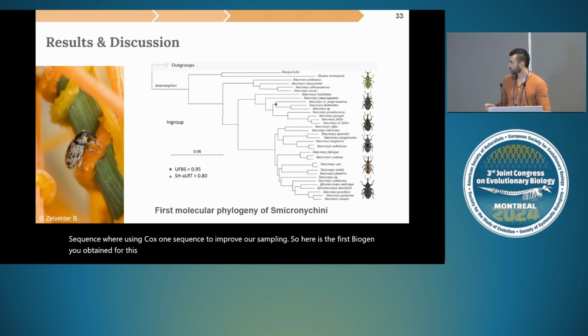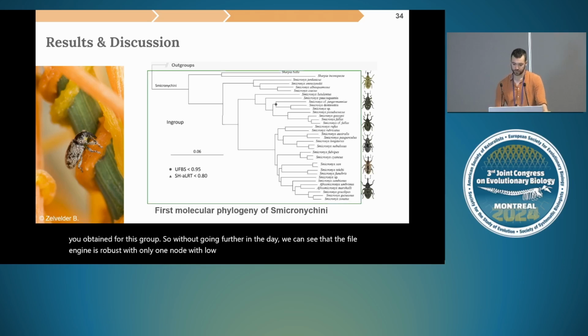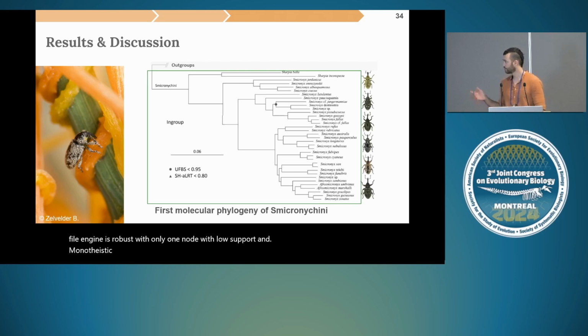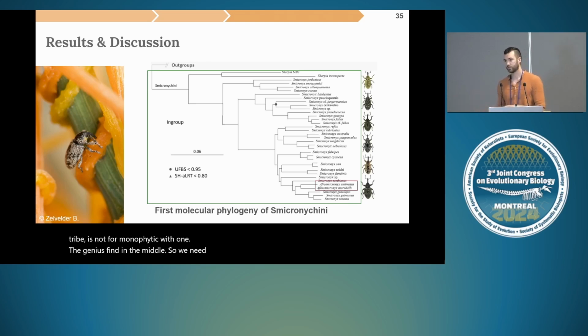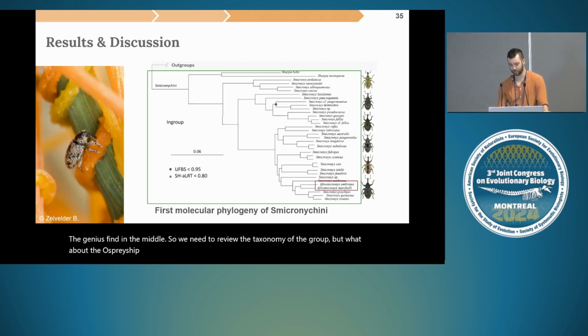Without going further into detail, we can see that the phylogeny is robust with only 1 node with low support, and the Smicronychini are monophyletic. However, the genus Smicronyx, which includes most of the species of the tribe, is not fully monophyletic, with 1 genus found in the middle. So we need to review the taxonomy of the group. But what about the host plant shift dynamic of this tribe?